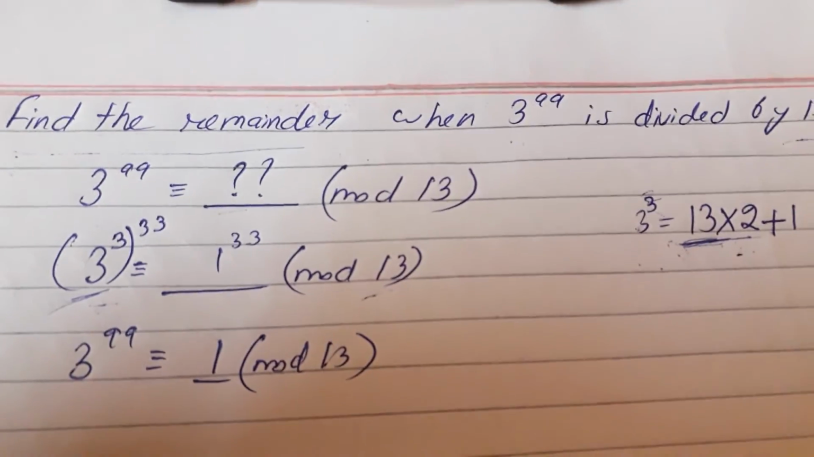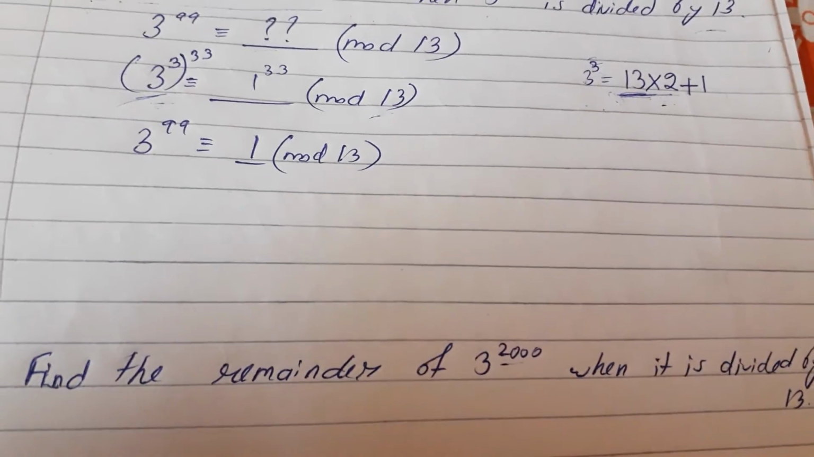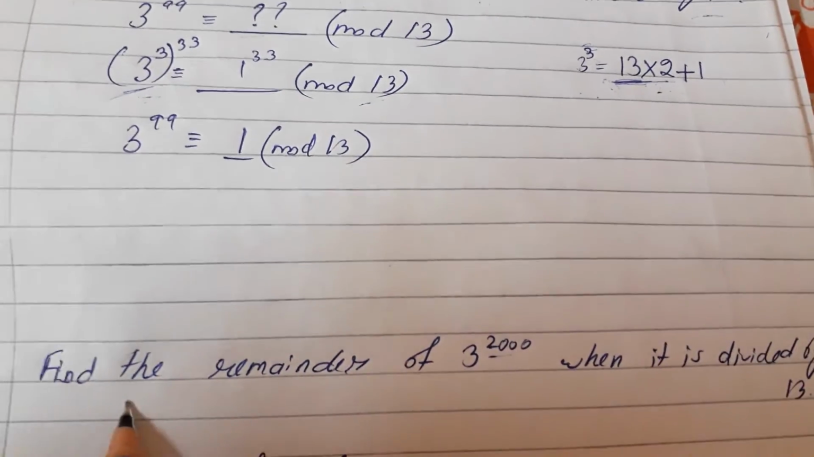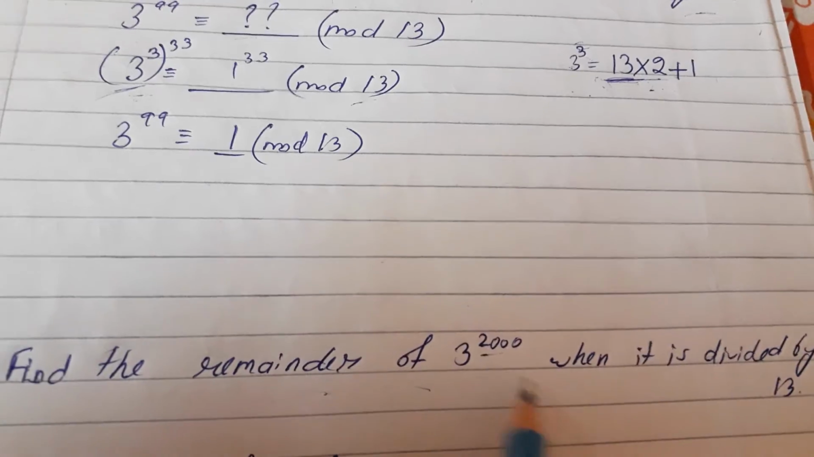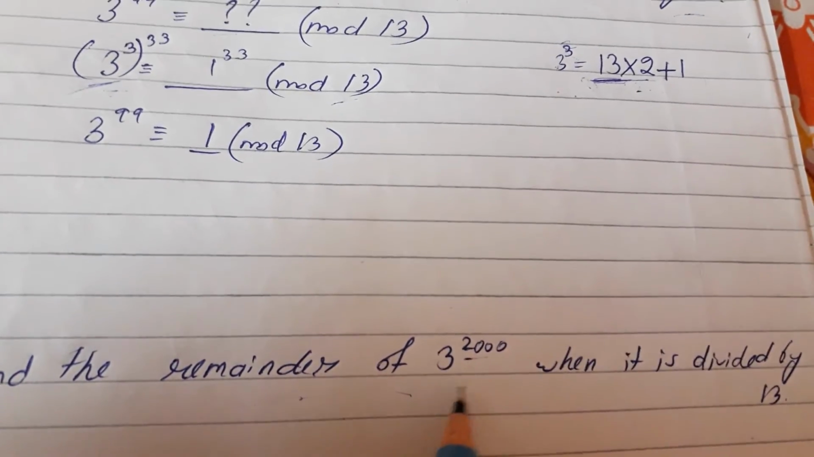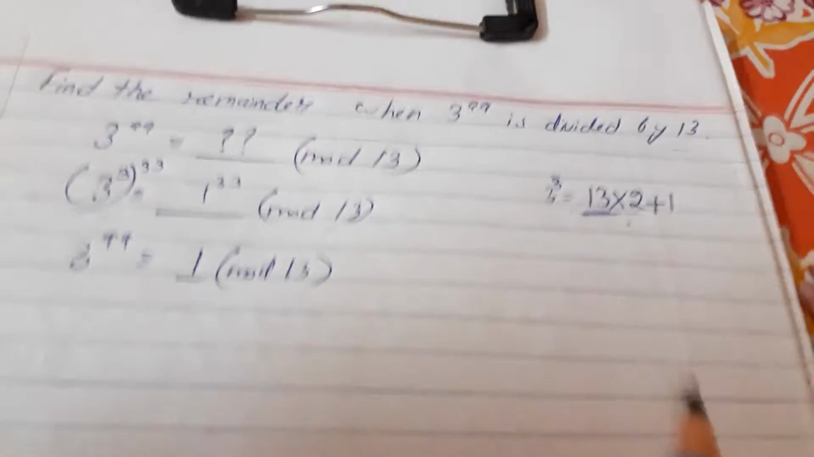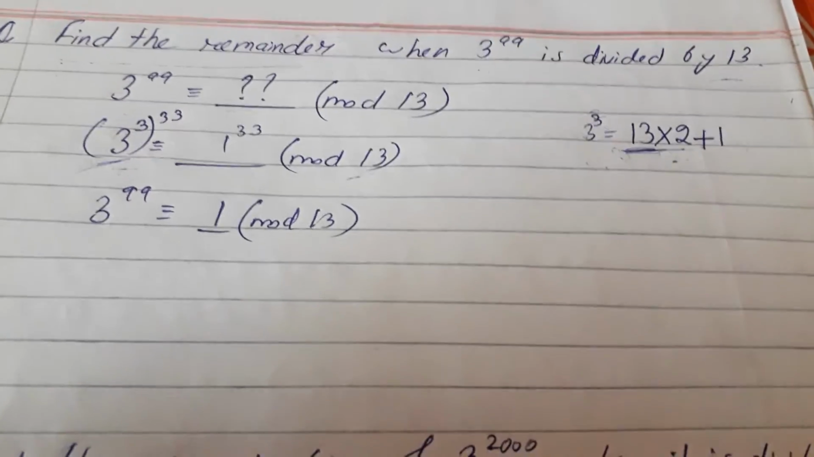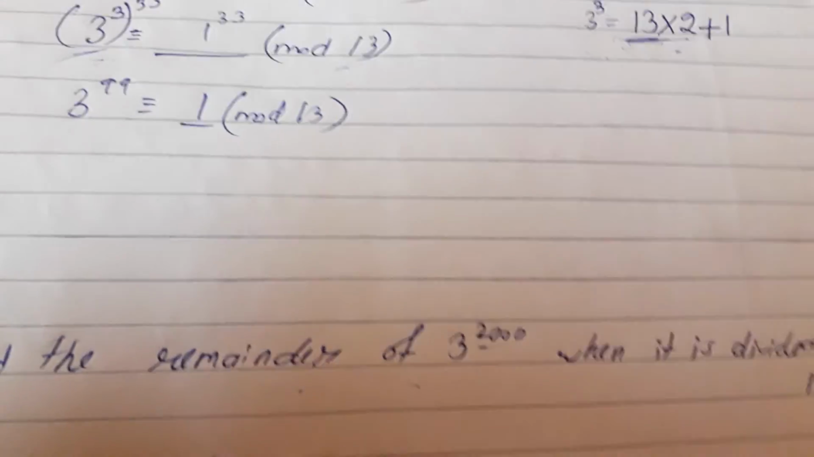Okay, now see the next one. The second question is: find the remainder of 3 to the power 2000 when it is divided by 13. Find the remainder of 3 to the power 2000 when it is divided by 13. See, the same question, only the exponential power is different.